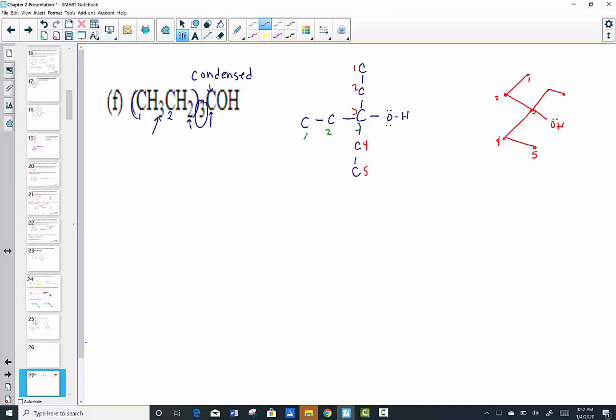Now, how many ways is there to draw this? I could have done 1, 2, 3. Here's an OH group coming there. And then I have an ethyl group coming, again, out and down. That's the same exact molecule. We just drew it a little different. Remember, all these single bonds have freedom to rotate. So there's just more than one right answer in terms of spatial arrangement. So keep in mind, I could spin these molecules in any direction.